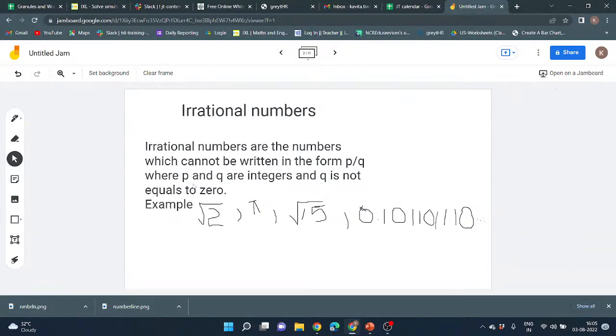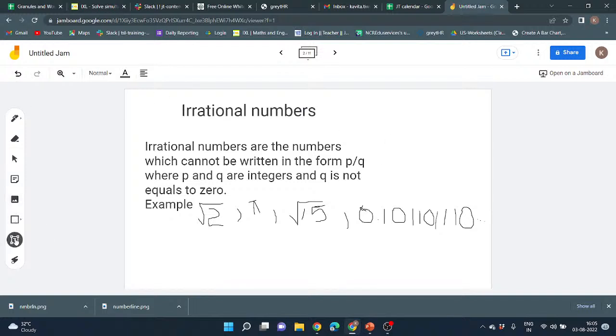Irrational numbers are the numbers which cannot be written in the form of p by q, where p and q are integers and q is not equal to 0. So it is just the opposite of the rational numbers. Rational numbers were the numbers which were written in the form of p by q, where p and q are integers and q is not equal to 0. So let's take an example of a rational number.